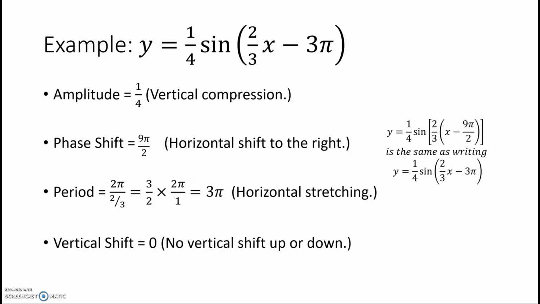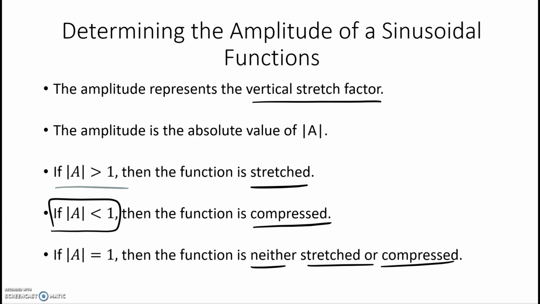Okay, y is equal to 1/4 sine of 2/3 x minus 3 pi. So our amplitude, remember, is always the absolute value. So if this was, say, negative 1/4, then our amplitude would be a positive 1/4. So here we're going to have vertical compression, since it is less than 1. So we have vertical compression.